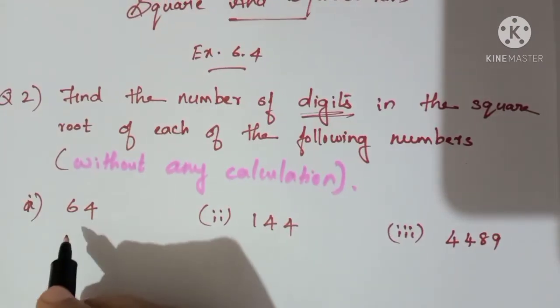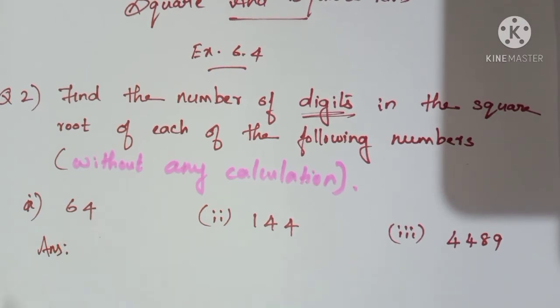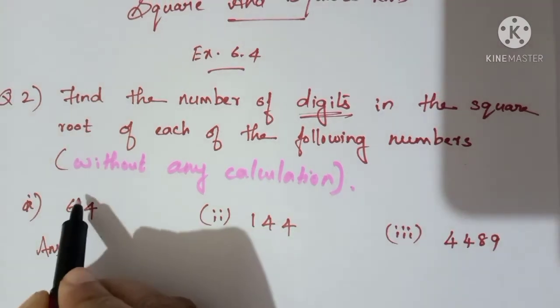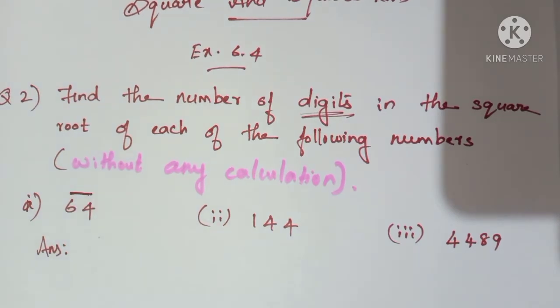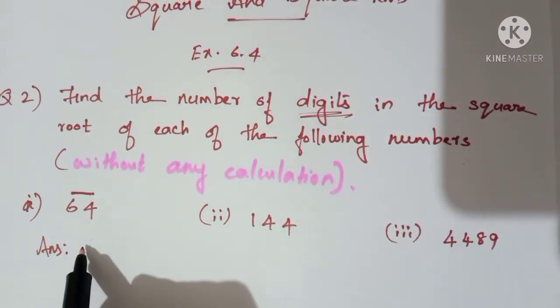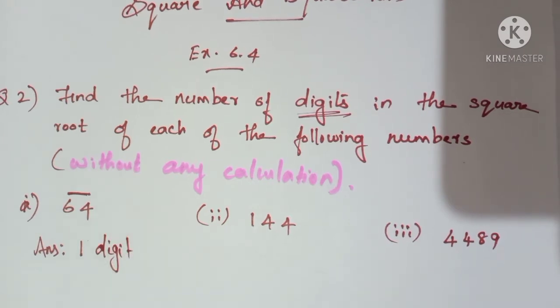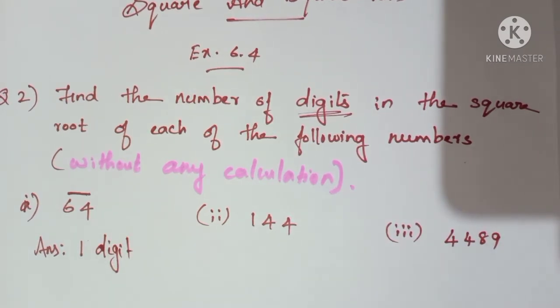So we will find the answer for the first one. Here you just have to put the bar, you have to pair it, as you do for long division, right? You will be starting from the ones place. Here there is only one set, right? Only one set. So the number of digits in the square root will be one digit. If you want, check it.